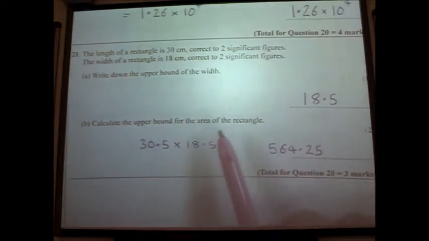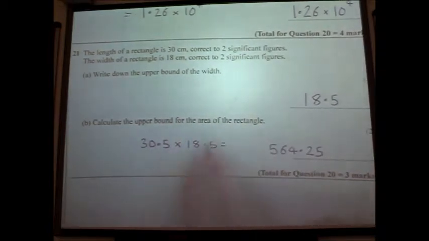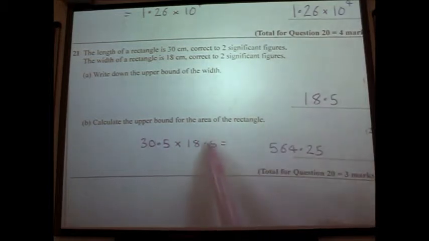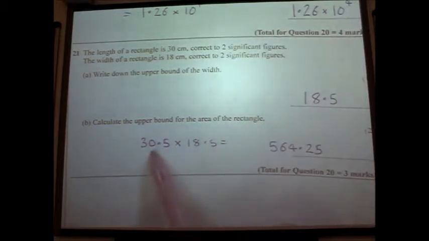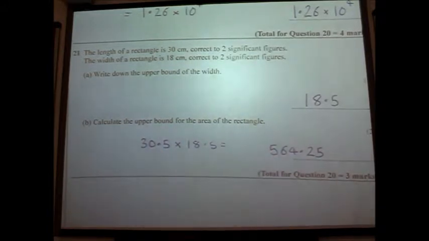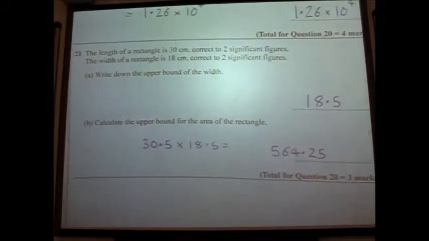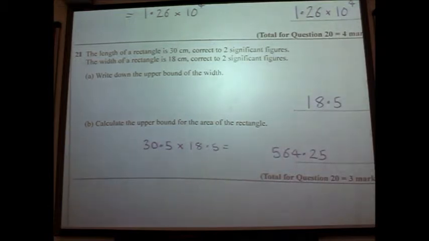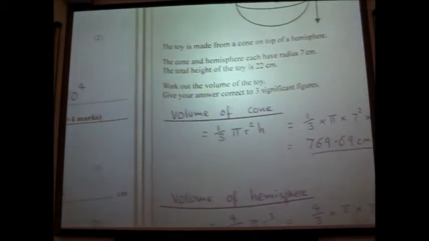Calculate the upper bound for the area. So we want the upper bound of both of them. The 18.5 is the upper bound for the width, and 30.5 is the upper bound for the length. Multiply them out. There you go. It's £564.25. Next one, volume of shapes.